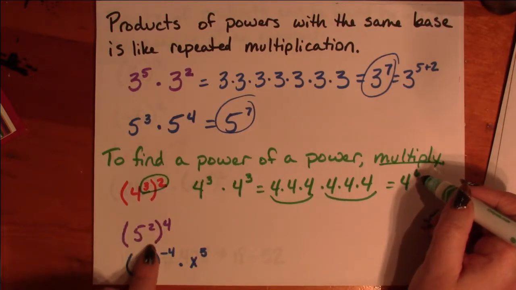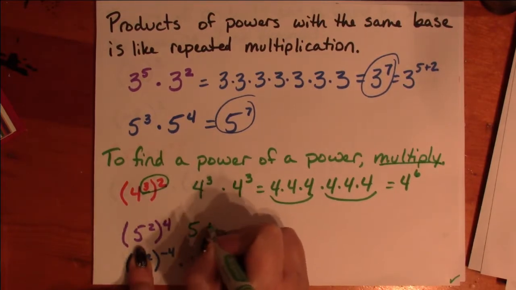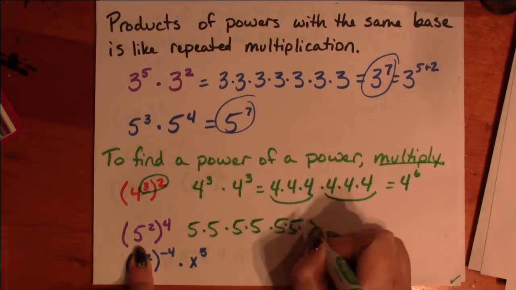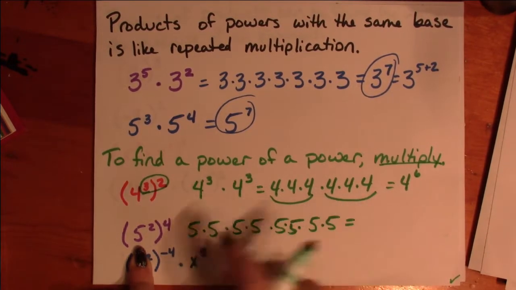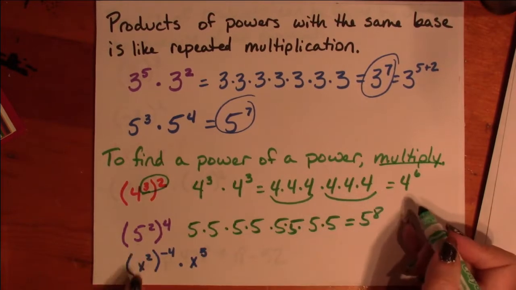Let's try a couple more. 5 squared to the 4th is really 4 sets of 5 squareds. Here's 1 set, 2 sets, 3 sets, 4 sets. And that's going to give us 1, 2, 3, 4, 5, 6, 7, 8, 5 to the 8th.